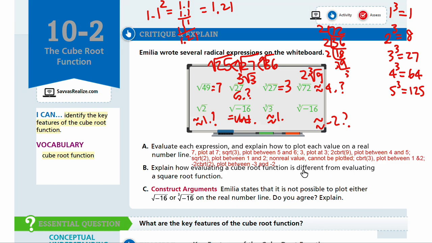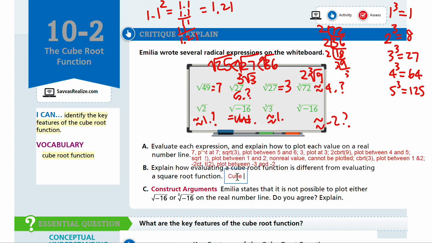Okay, so now part B: explain how evaluating a cube root function is different from evaluating a square root function. Obviously, cube root functions can be evaluated for all real numbers because you can have a negative as a radicand, right? But square root functions can only be positive real numbers and 0. So that's the major difference.